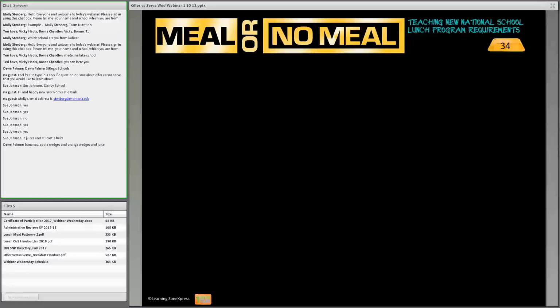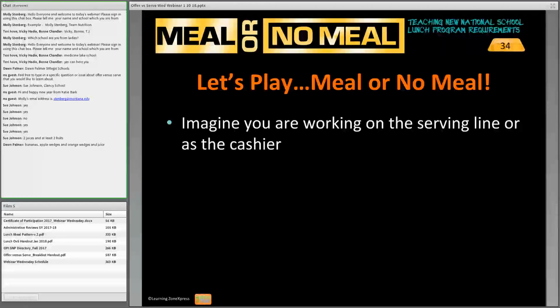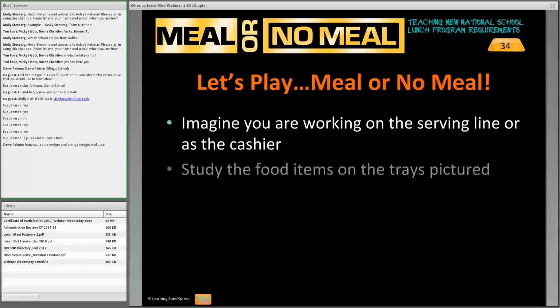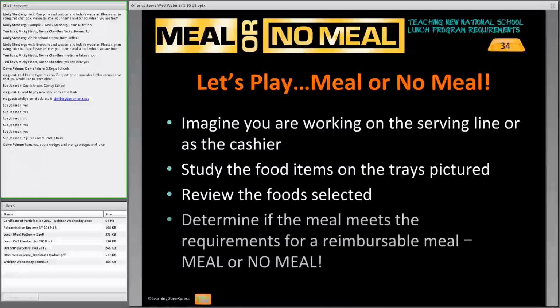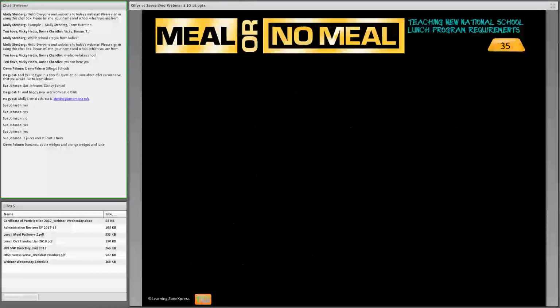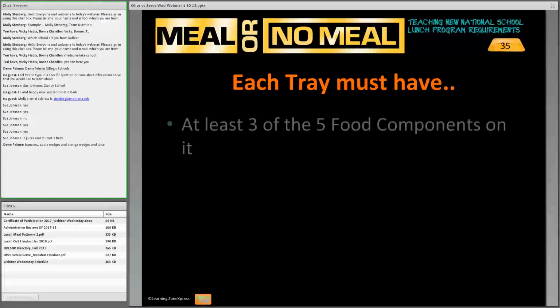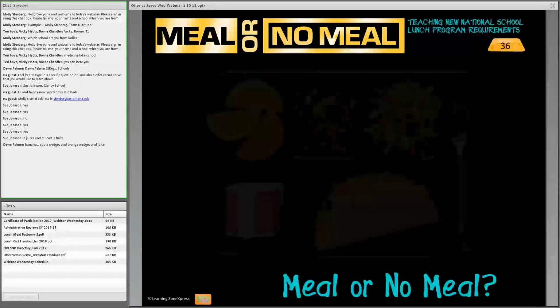And this little game is called Meal or No Meal, and it's based on the same principle. So as we go through here, imagine that you are working on the service line or as the cashier, and it's your job to identify what is reimbursable. So we'll study the trays pictured, make sure that there's 3 of 5 components, determine if it's a meal or not, and again, if you could type your answer into the chat box. So, remembering that each tray must have 3 of 5, half cup fruit, half cup vegetable, or a quarter cup of both fruit or vegetable.